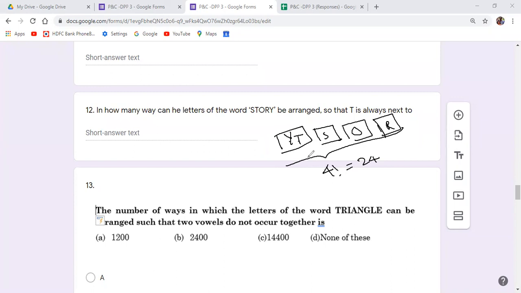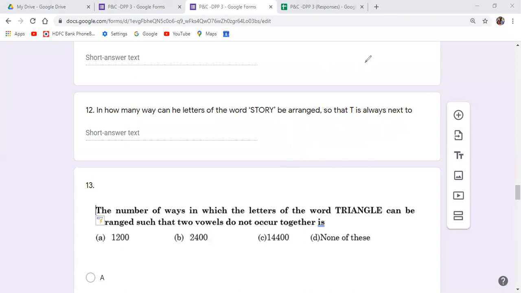What do you mean by T is always next to Y? Okay, T is always next to Y, understood. So you cannot change the position of T. T should not come first; it should come after Y. Okay, understood, sir. Next one.